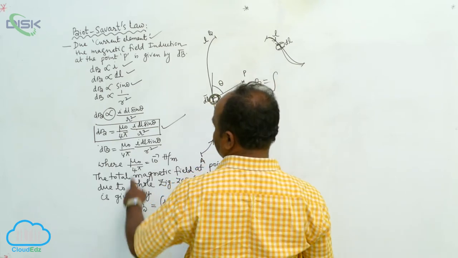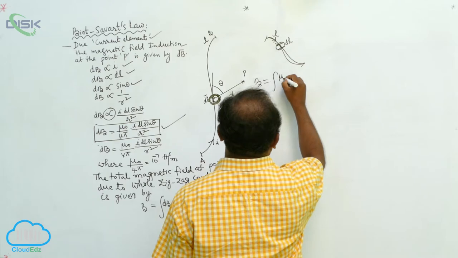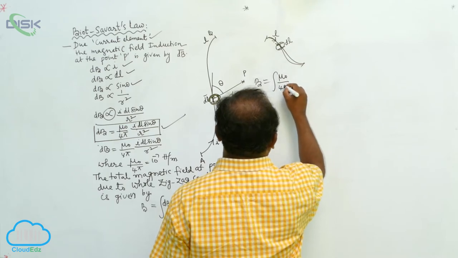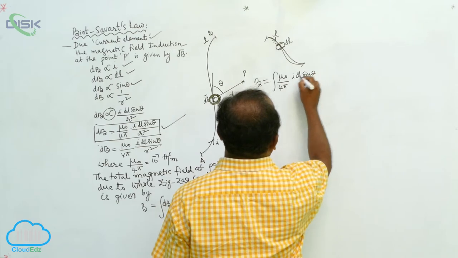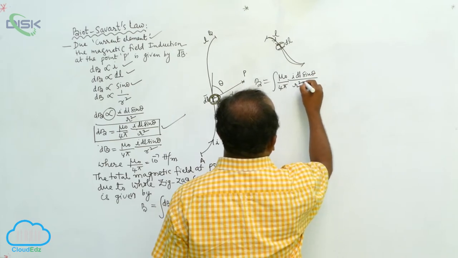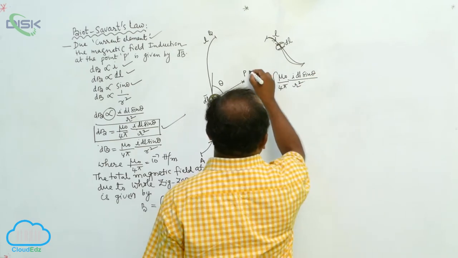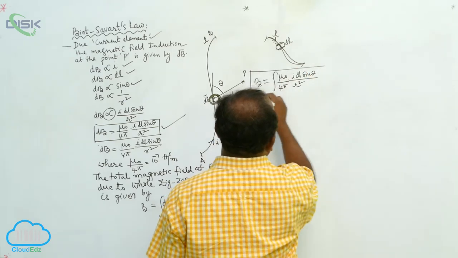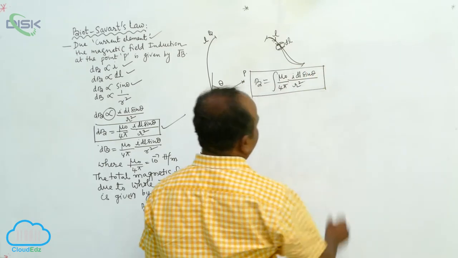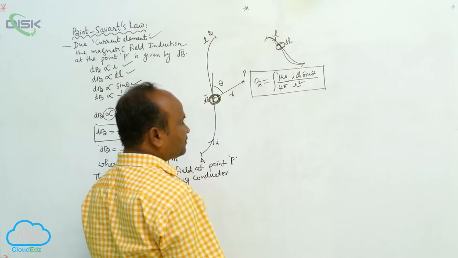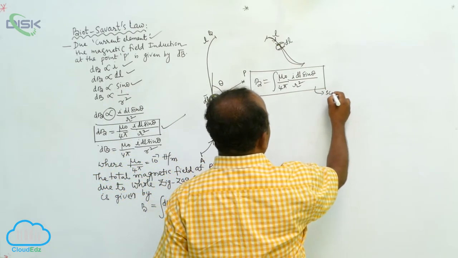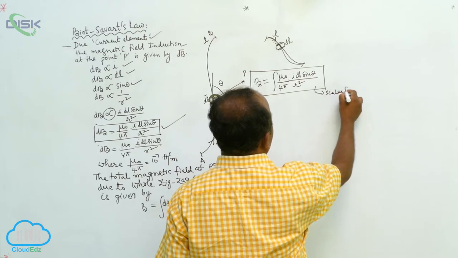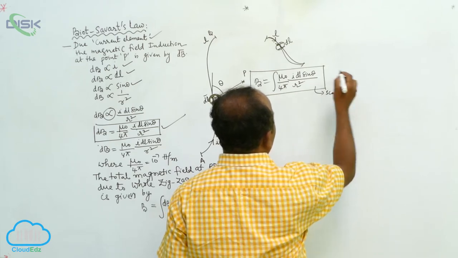B is equal to the integration of dB, which is equal to mu naught by 4 pi into I dl sin theta by r square. Now this is the mathematical expression of Biot-Savart law. Generally this is called the scalar form.